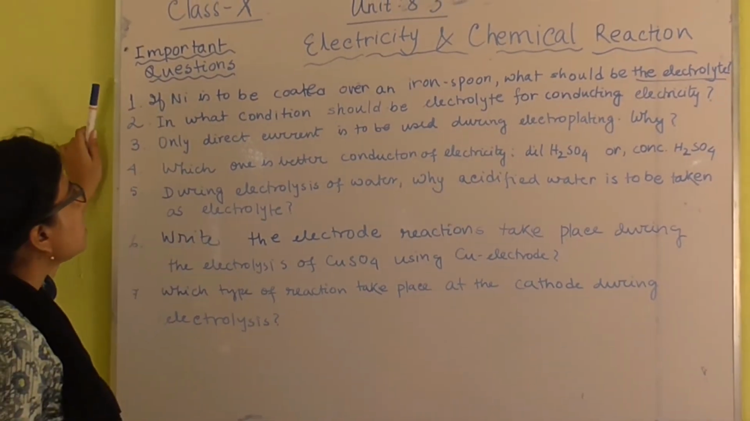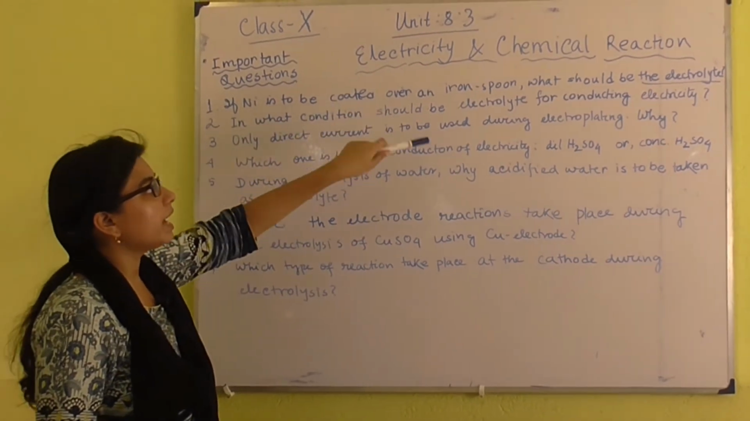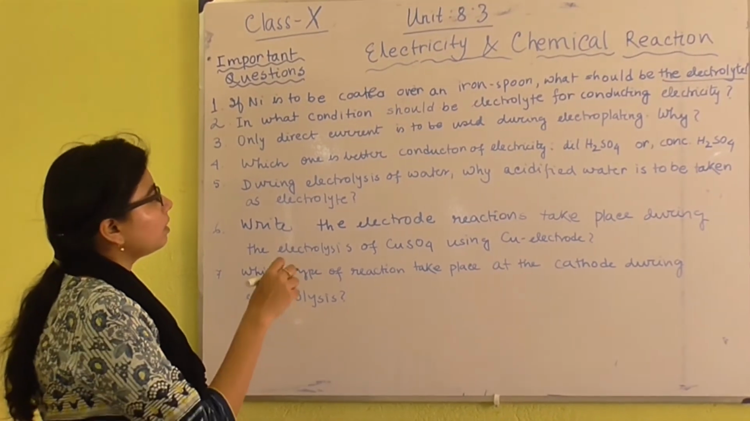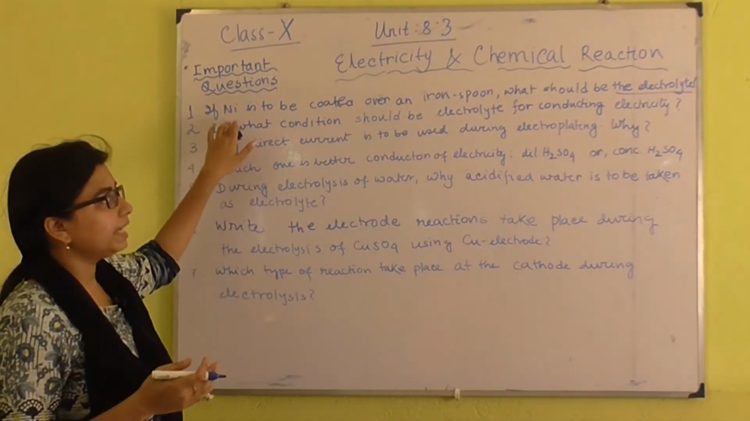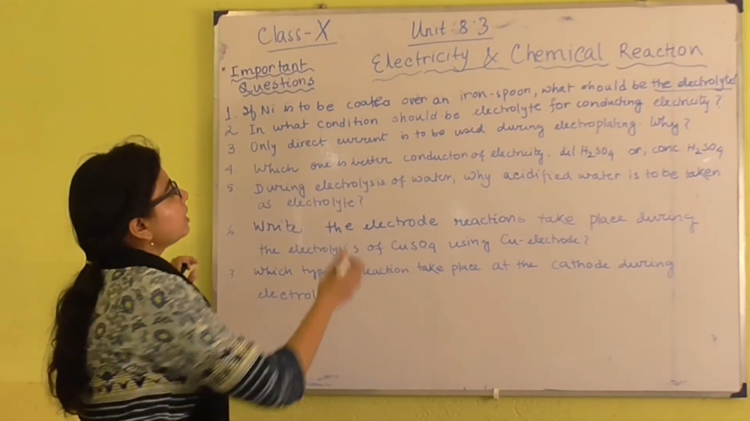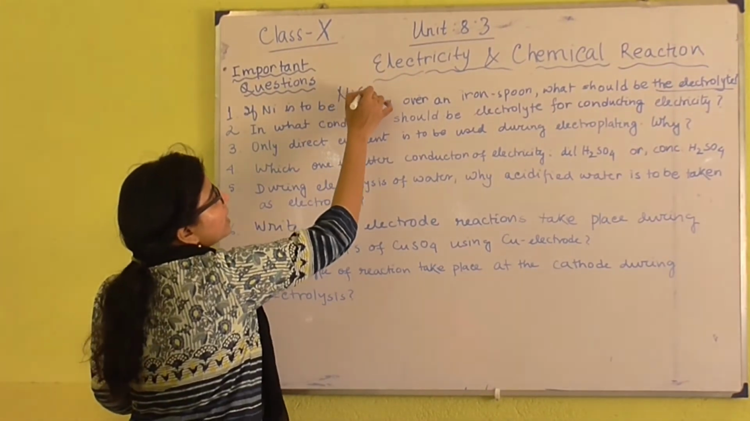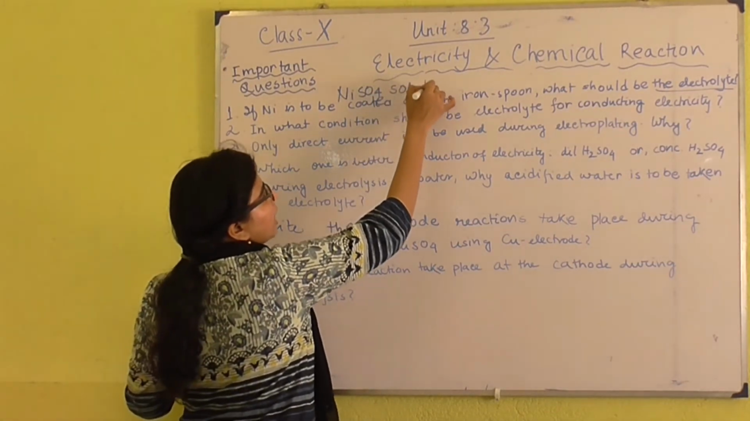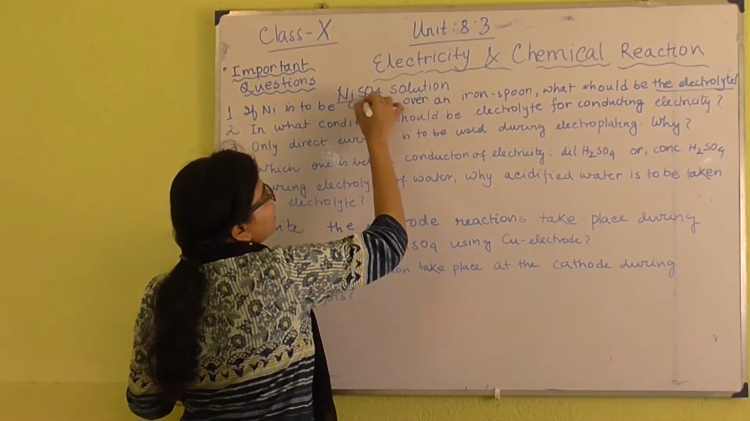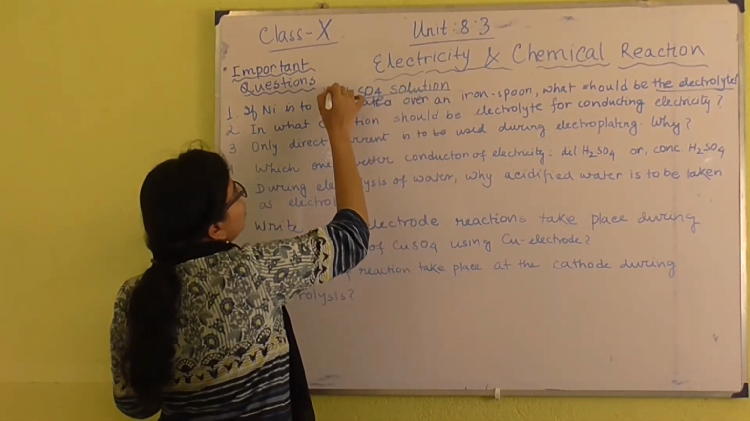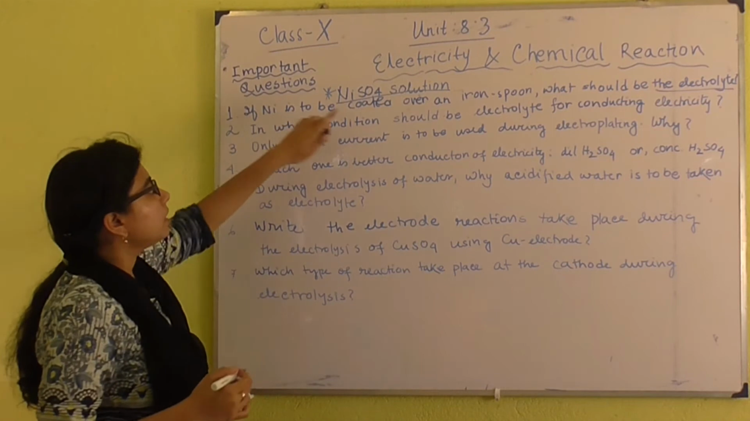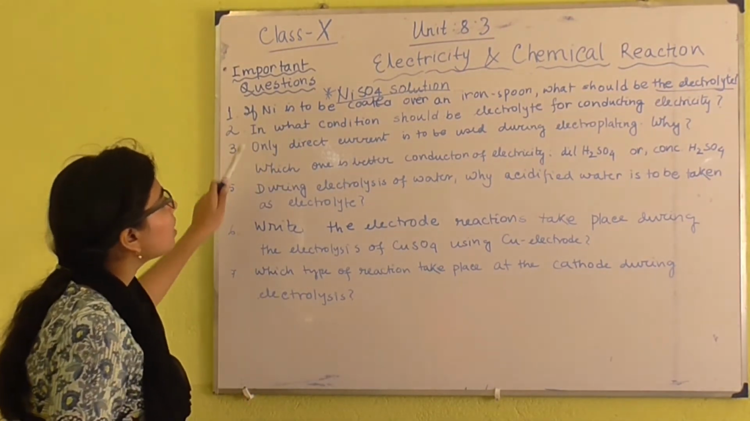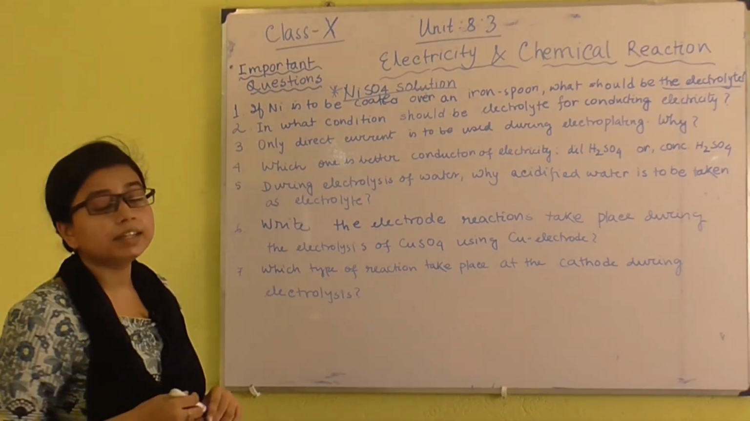Okay, the first question is, if nickel is to be coated over an iron spoon, what should be the electrolyte? Okay, if we want to give a coating of nickel over an iron spoon, then we have to take nickel sulfate solution. Okay, NiSO4 solution we have to take as the electrolyte here, if we want to coat the iron spoon with nickel. The next question is, in what condition should the electrolyte be for conducting electricity?